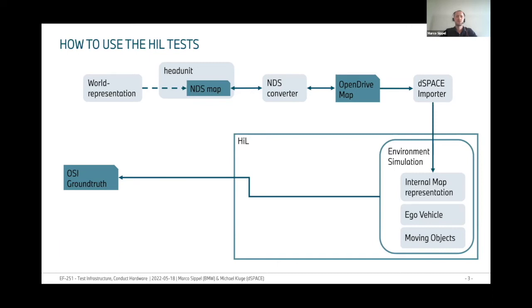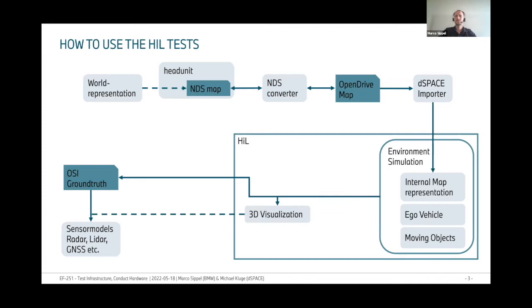And that is used to feed our sensor models like radar sensor, LiDAR sensor, GNSS, and also parts of ECU functionality. What we can add to this is a 3D visualization, which is normally, or at the moment, mostly used to see what actually is happening inside of the simulation. But it could be used as well to feed sensor models. The output of the sensor models then goes to the ECU under test, and then the ECU under test controls our ego vehicle to make it a closed loop simulation.